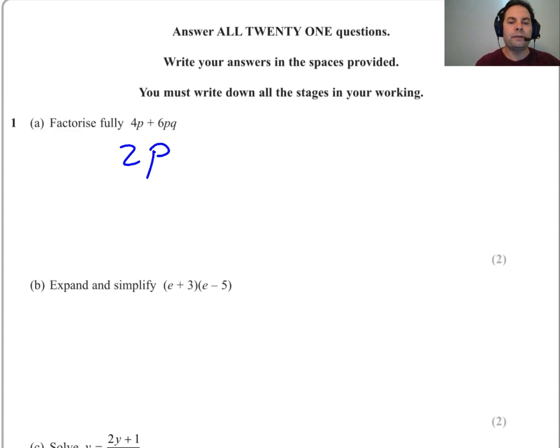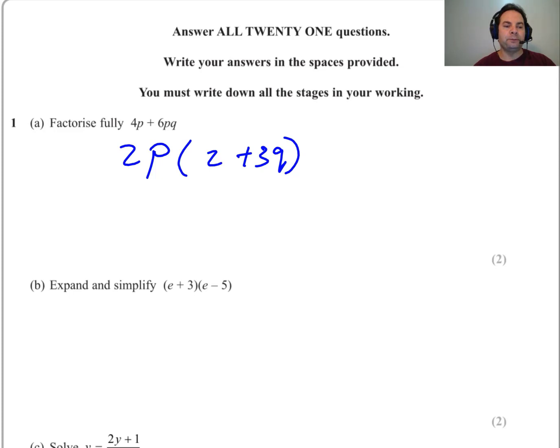And P, and open bracket. 4P divided by 2P, the remainder is 2, plus 6PQ divided by 2P, the answer is 3Q. So from the first one, 4 divided by 2 is 2. Second one, 6 divided by 2 is 3.